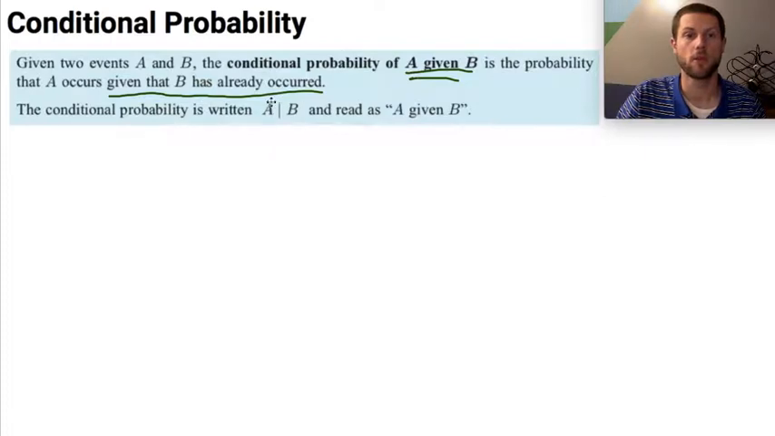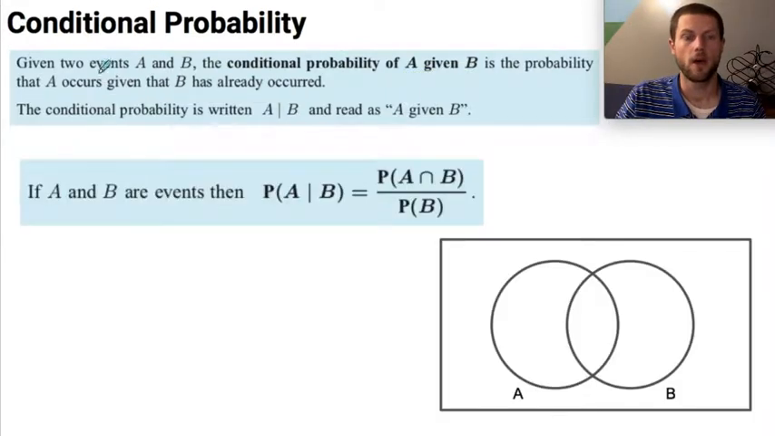You'll see the probability written with this notation, A, a vertical line, B, and it's read as A given B. So if A and B are events, then the probability of A given B is given by the probability of the intersection of A and B divided by the probability of B. And this seems like a whole lot of random weird formulas, but again, think about where this comes from.